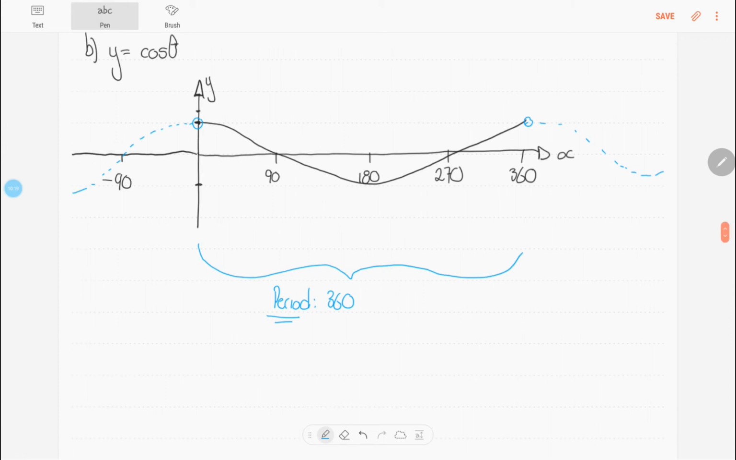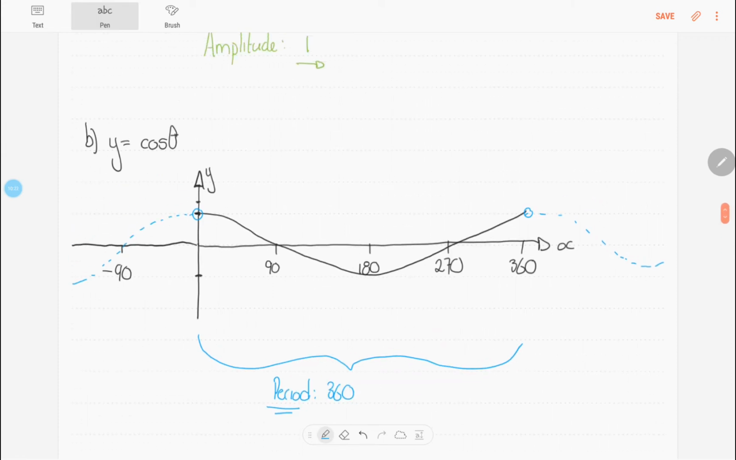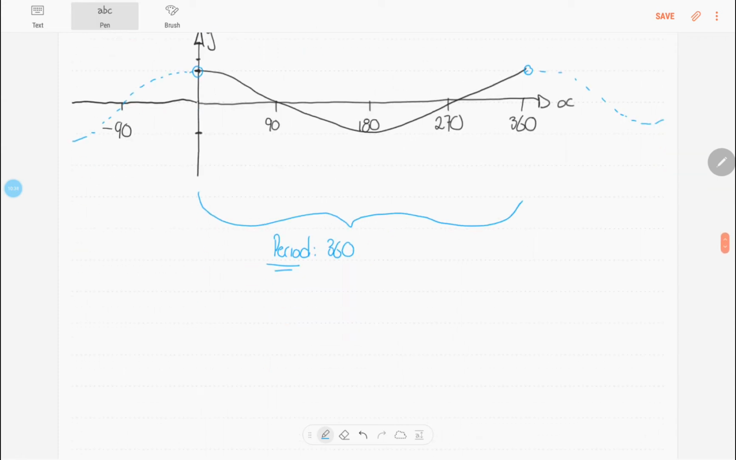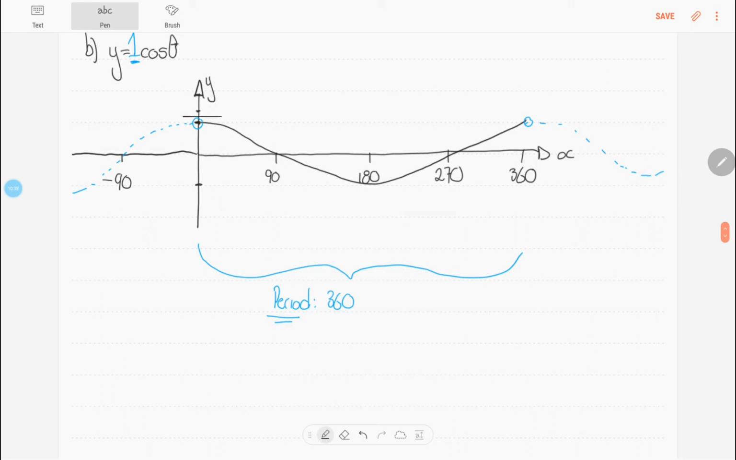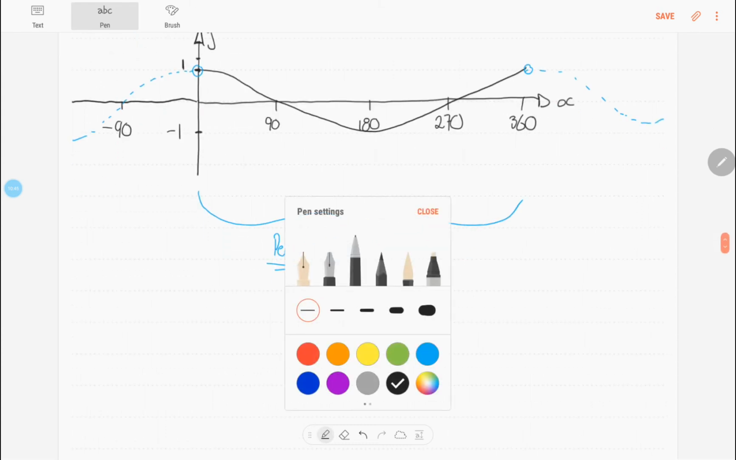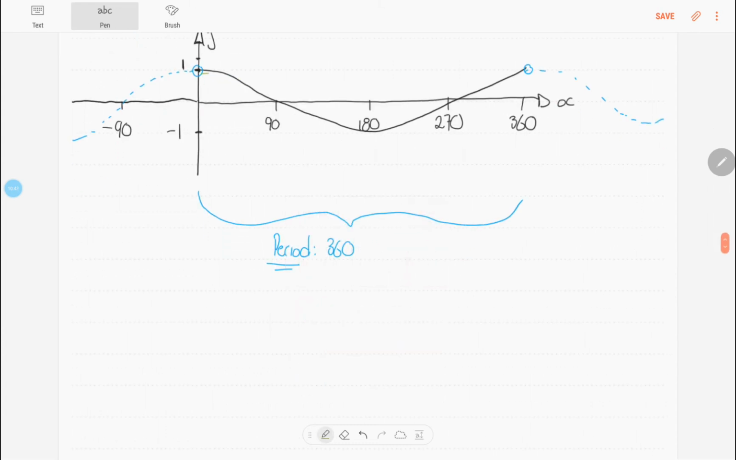Our amplitude, remember, is the thing that's in front of our cos, and over there we have an invisible 1. If they don't include it, we know it's a 1. Otherwise, if it's any other number, they're going to have to put it in front there. But for now, since we're just doing the basic structure, it's always going to be 1. So we know that my height goes to 1 and my depth goes to -1. Cool. So we've got our amplitude. Remember, our amplitude is our height.